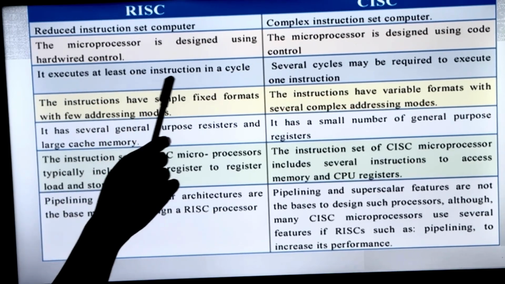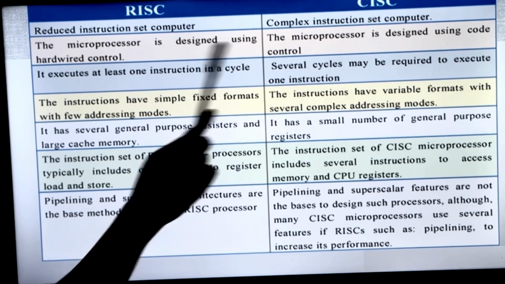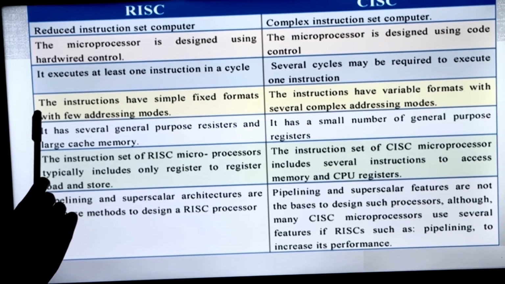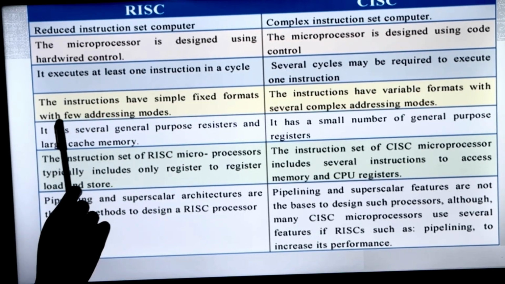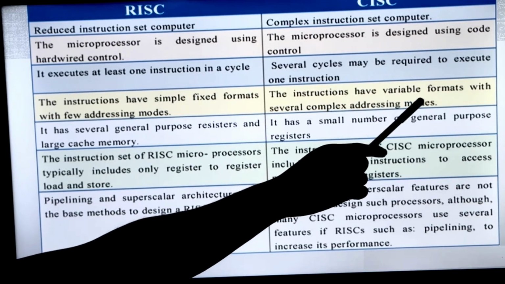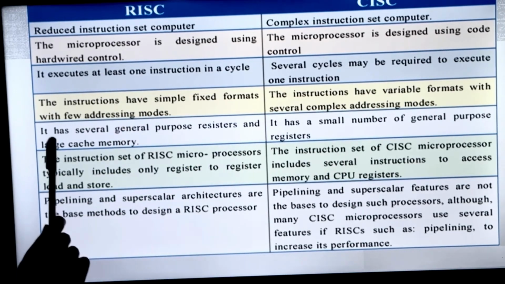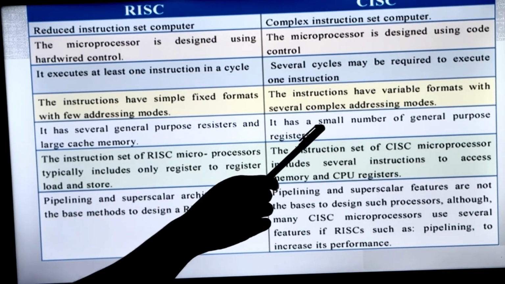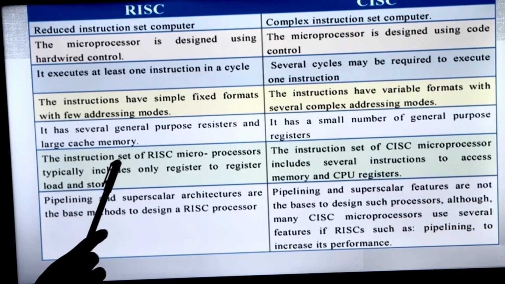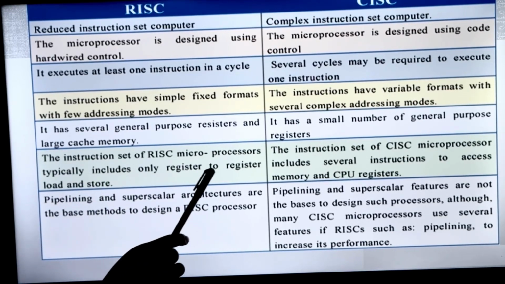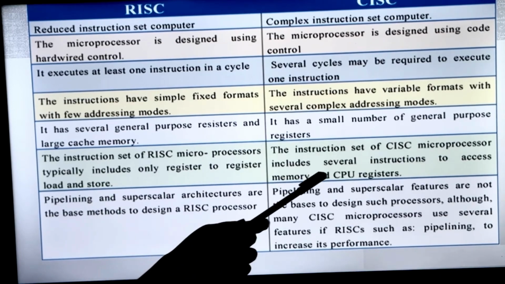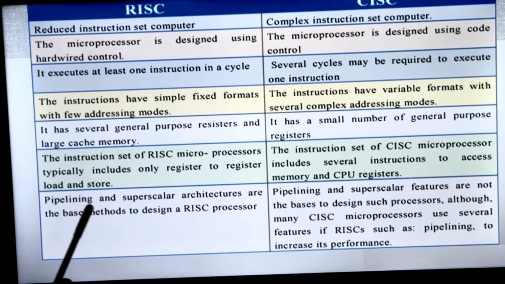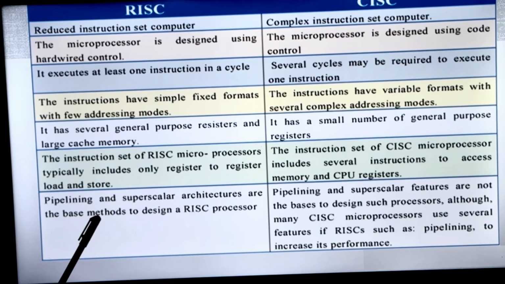RISC executes one instruction in one clock cycle, while CISC requires several clock cycles. All these points are already discussed. The instructions have simple fixed formats with few addressing modes. The instructions have variable formats with several complex addressing modes. Addressing modes also please skip as of now. RISC has several general purpose registers, CISC has fewer registers. The instruction set of a RISC microprocessor typically includes only register to register operations, load and store, while here we can access memory also and registers also. Pipelining is very easy to implement in RISC. It's very difficult here, so you can skip pipelining also as of now.